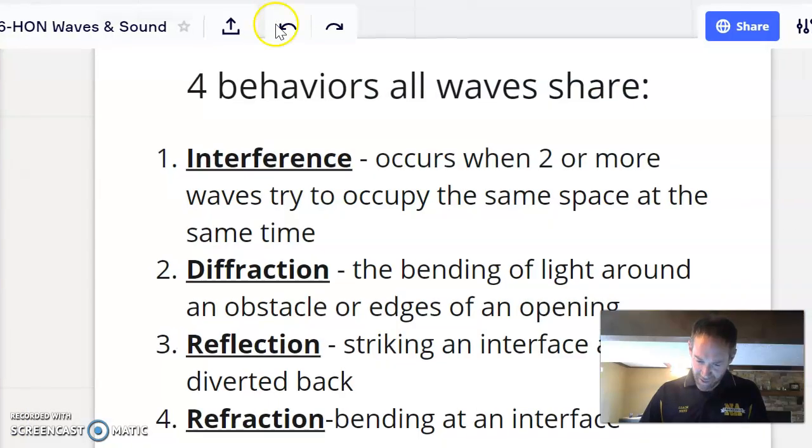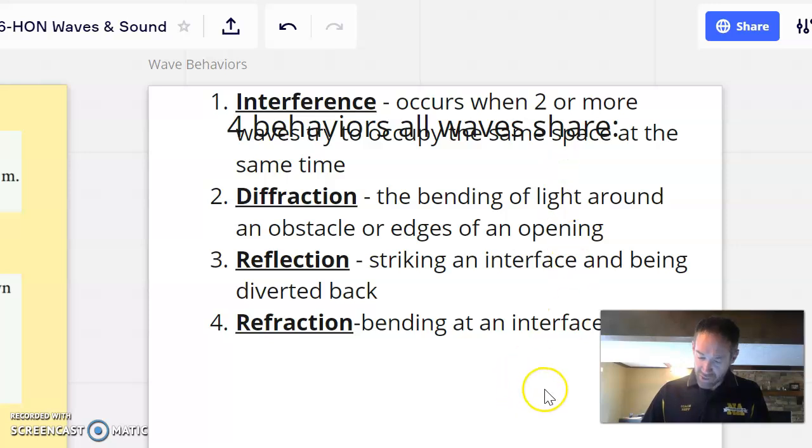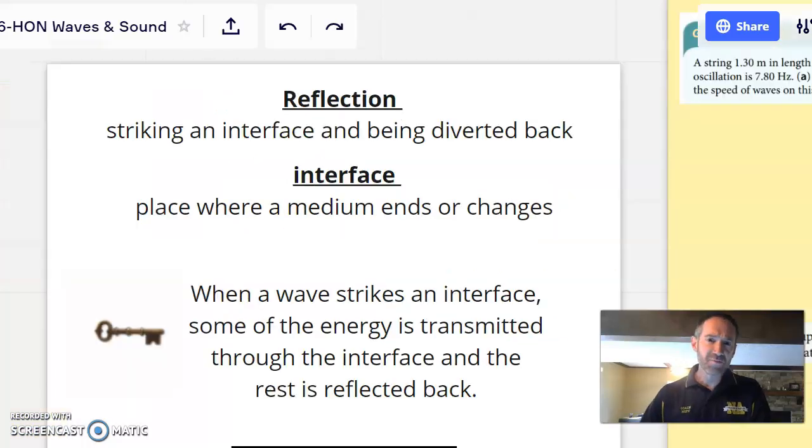If you can remember, we started off the interference video with 4 behaviors of waves. We mostly focused on interference in that video. Today I want to focus on one of the wave behaviors, reflection. Reflection is whenever a wave hits an interface and comes back into the first material. An interface is a place where the medium ends or changes. You're going to see that theme recurring in this video and even in the next one.